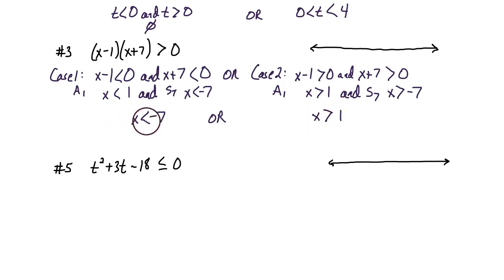Let's graph x is less than negative 7 or x is greater than positive 1. Here's negative 7, here's positive 1, an open circle on negative 7, and shade to the left. For the other one, we're going to put an open circle on positive 1 and shade to the right.